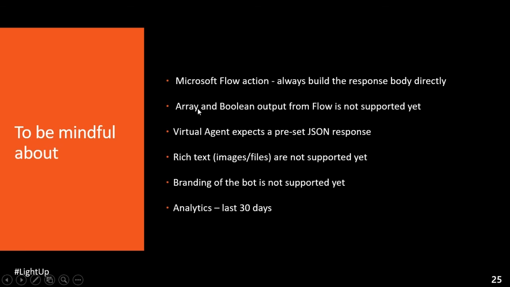Then, as of today, array and Boolean outputs from Flow are not supported. You can't send multiple outputs as an array back to the Power Virtual Agent from the Flow. Then the virtual agent expects a preset JSON response, so whatever is sent from the Flow should be a JSON response. Then rich text is still not supported. You can't embed rich text, images or files in the chatbot. You just have to write conversational questions and answers.